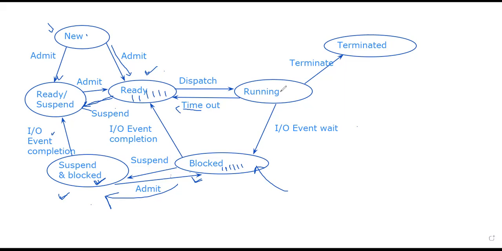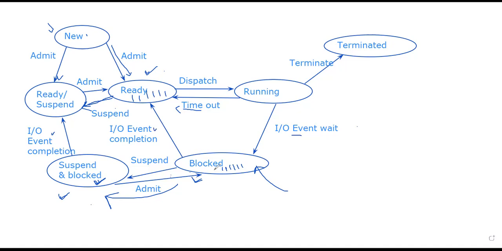And suppose the process in the running state is waiting for input output, it will move from the running to the block state. We call this IO event wait. And in the block state, once the process meets its IO requirement, it will move to the ready state. We call this IO event completion.